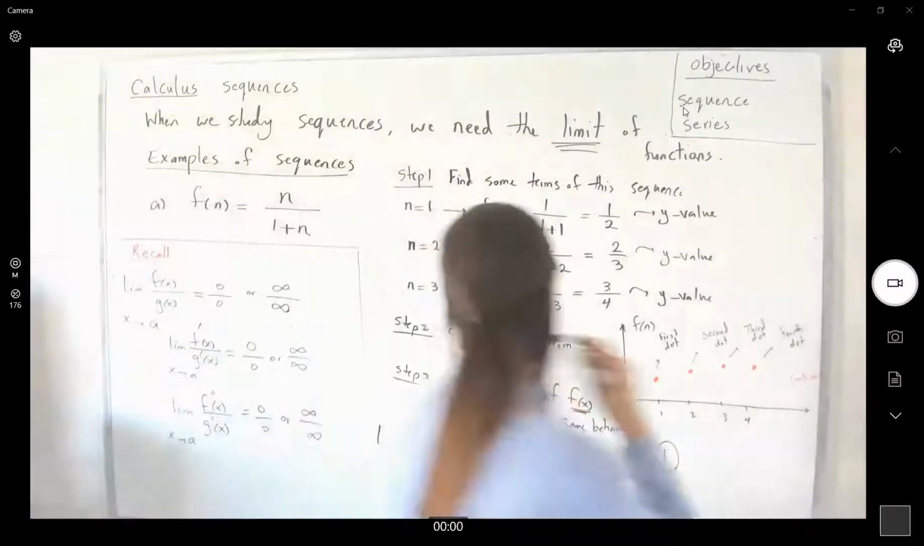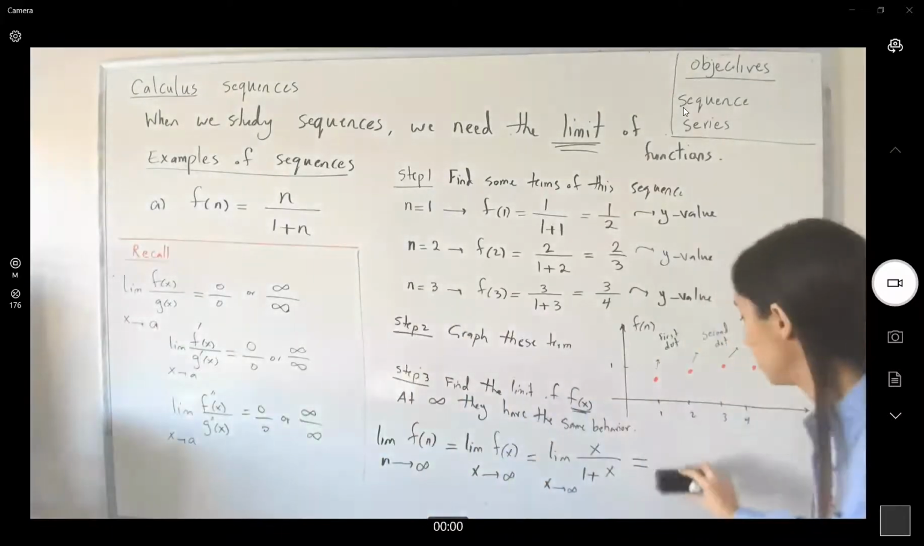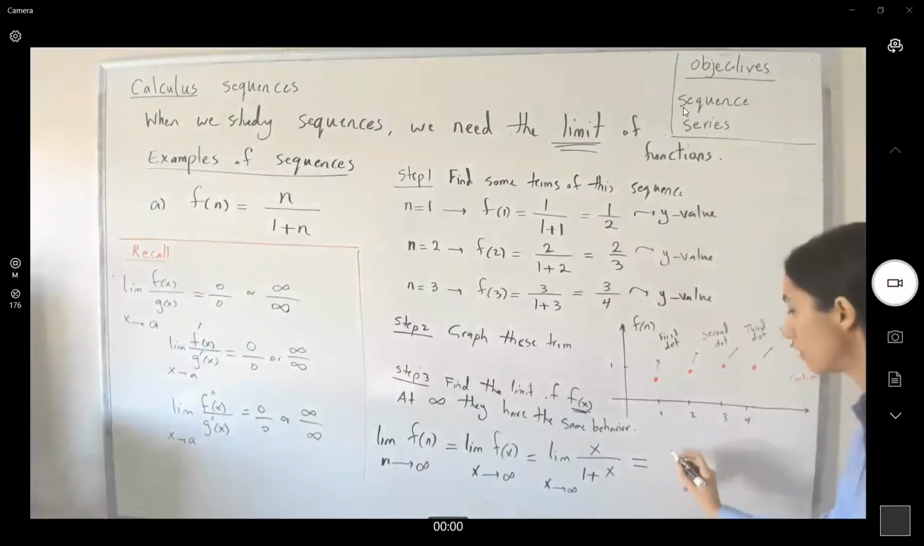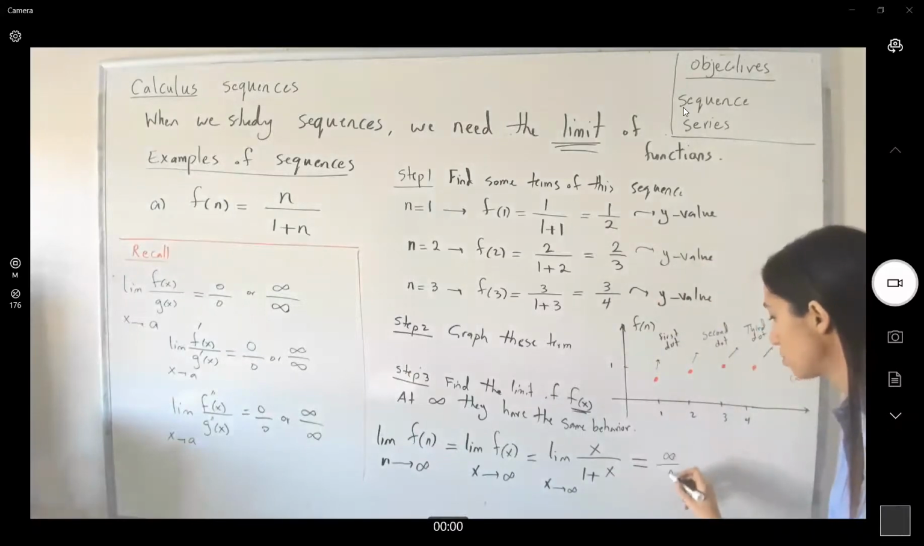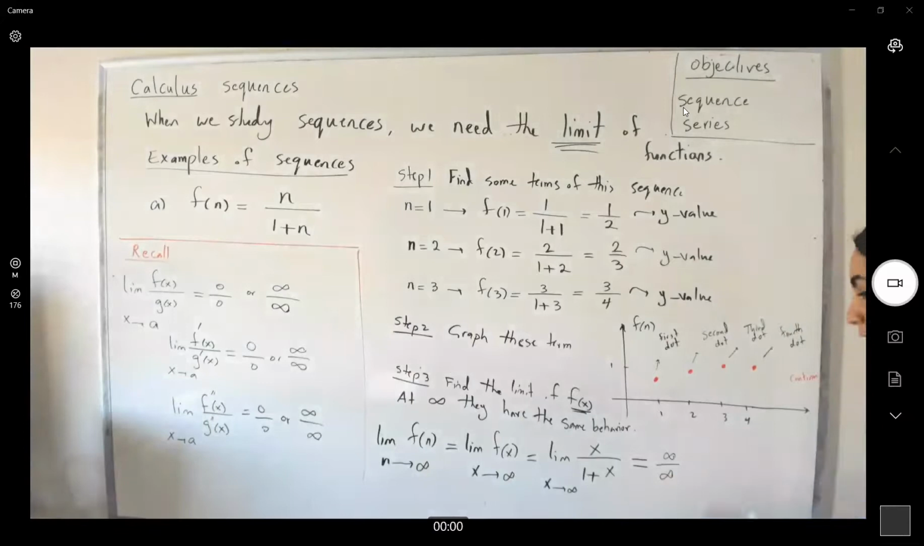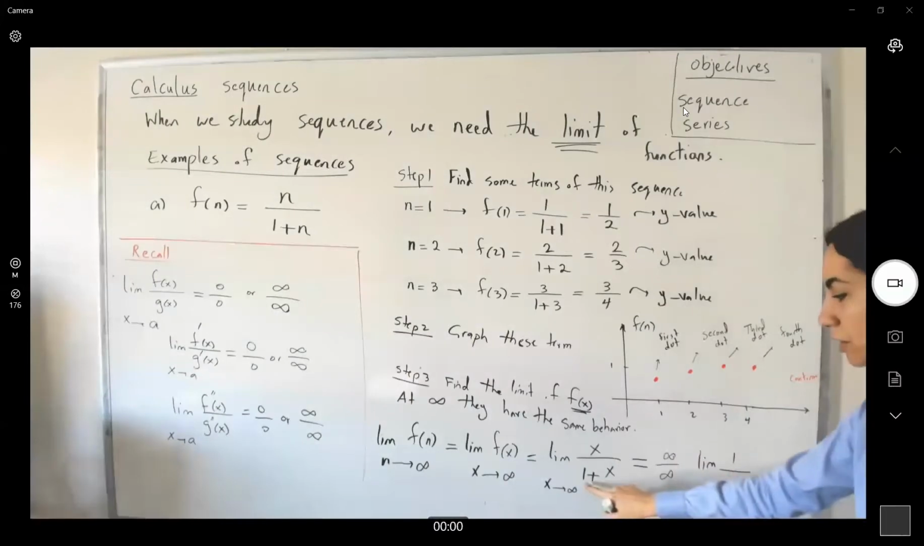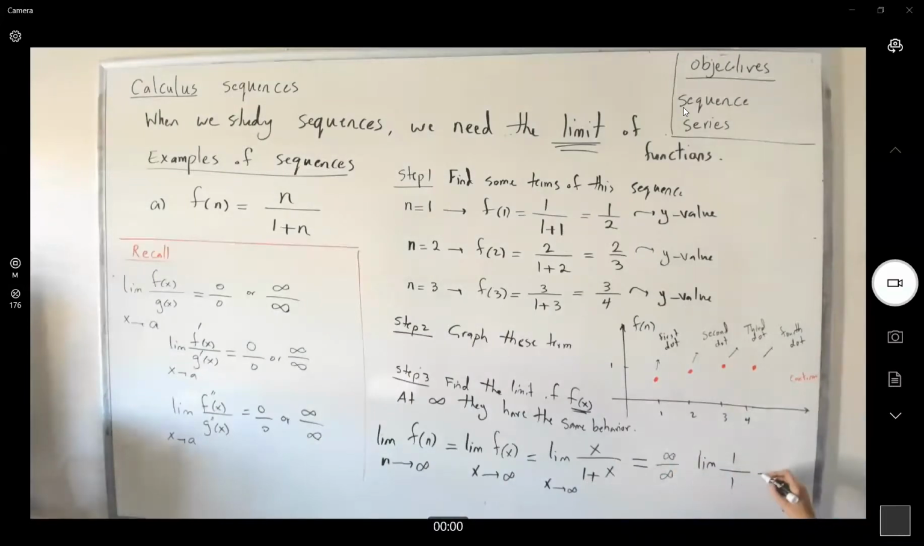So take a look at this case. If x goes to infinity, you get infinity over infinity. So L'Hopital's rule says that this is equivalent to taking the limit of the derivative of x, which is 1, divided by the derivative of 1 plus x, which is 1, or equals 1.